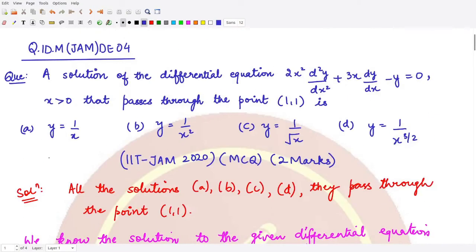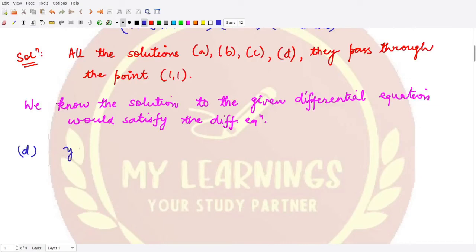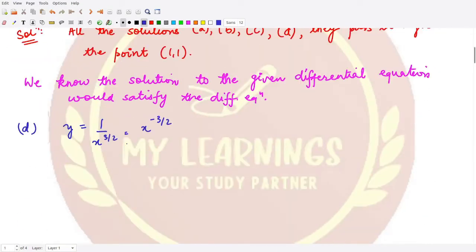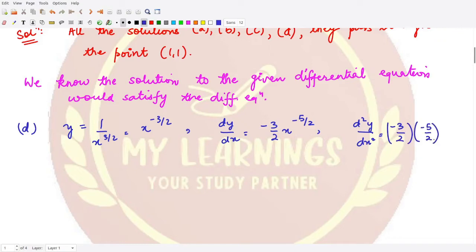So first of all, let's take this option y is equal to 1 by x to the power 3 by 2, or you could write this to be x to the power minus 3 by 2. One and the same thing. Now you have the value of y, so we could compute the first derivative here. It would be minus 3 by 2 x to the power minus 3 by 2 minus 1, so that is minus 5 by 2. And similarly we could compute the second derivative here, so it would be minus 3 by 2 multiplied with minus 5 by 2, and here x to the power minus 5 by 2 minus 1, so that would be minus 7 by 2.